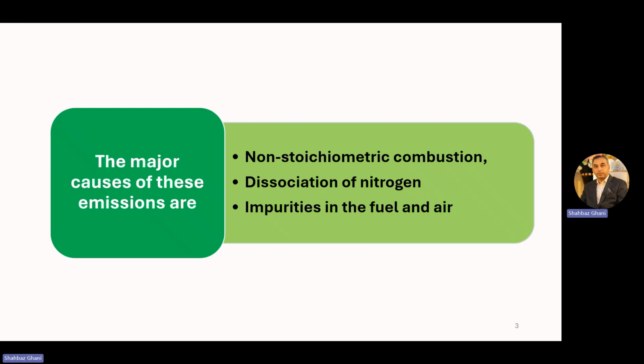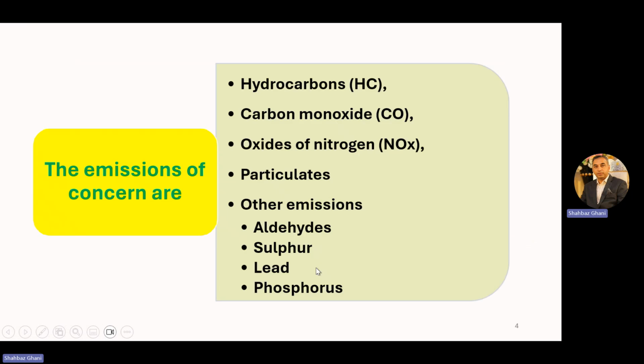There are three major causes of these emissions. One is non-stoichiometric combustion. Second is the dissociation of the nitrogen and impurities in the fuel and air. So these are the three major reasons causing emissions in our atmosphere. Now, the pollutants of concern are hydrocarbons, carbon monoxide, oxides of nitrogen, particulates, other emissions, aldehydes, sulfur, lead, and phosphorus. We will study these one by one.